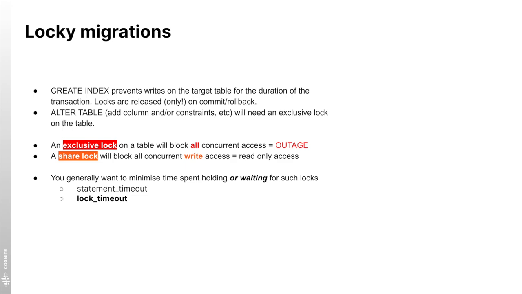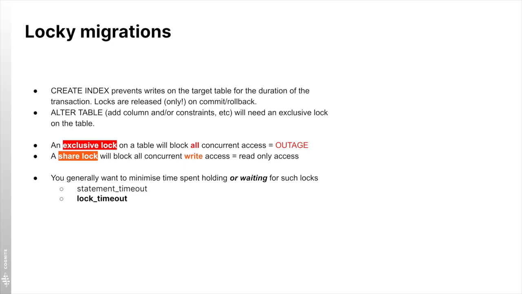There are other things that will need locks as well. In general, when you compose your migrations, your alter and create index statements and so on, it's recommended to understand what kind of locks they require. Because exclusive locks will pretty much block all concurrent access to the table, which will be perceived by other clients as a complete outage. While a share lock, which create index requires, will block all write access to the table during the duration of the transaction creating the index. So that is not as bad as a full outage, but it puts your application in read-only mode.